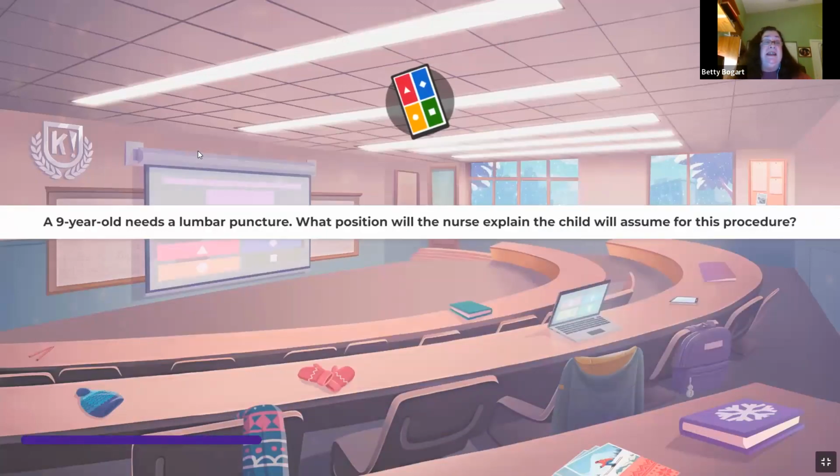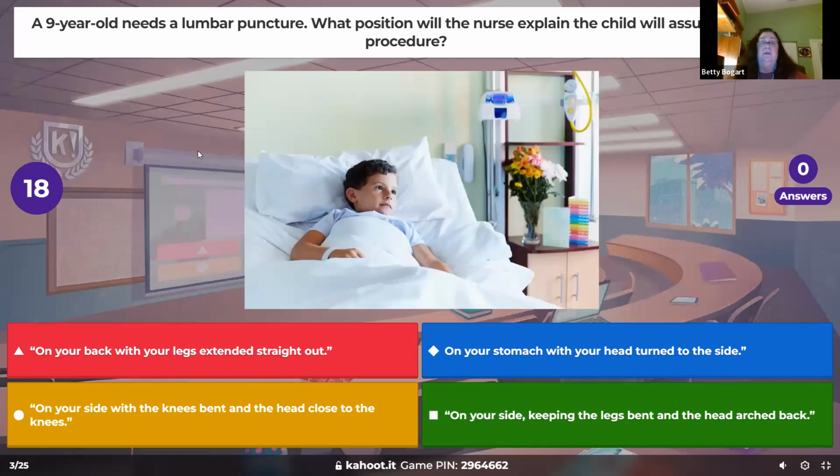A 9-year-old needs a lumbar puncture. What position will the nurse explain the child will assume for this procedure? And this is for any age child.